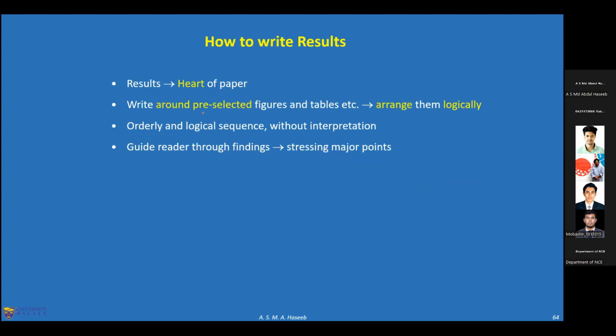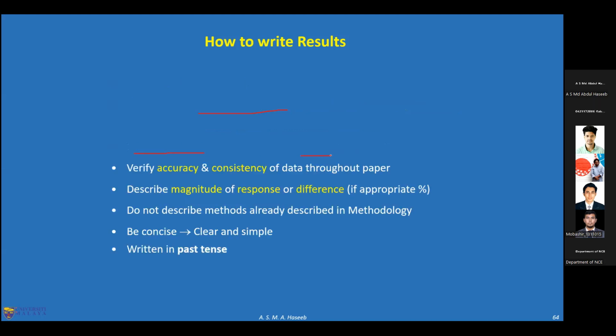So, as I already mentioned, you have pre-selected figures for your table. You arrange them logically. And you do it in such a way that you guide the reader through your findings in a very simple, clear way. And on this journey, you keep on stressing the main points, the major points.